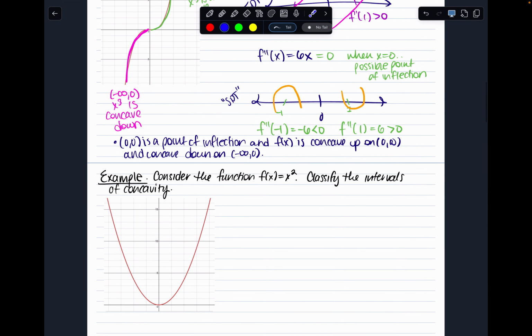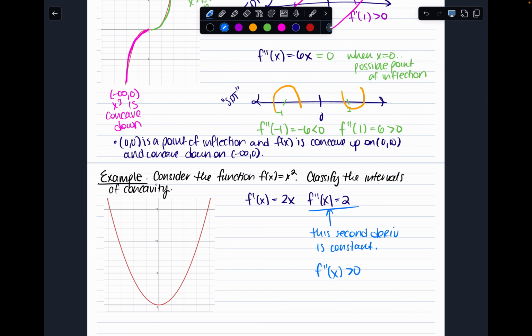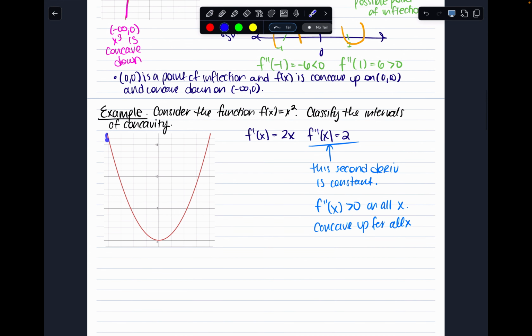So if we consider the function f of x equals x squared, and we find f prime is 2x and f double prime is 2. I picked this one because this second derivative is constant. If the second derivative is constant, then its sign is true for all x, meaning this function is concave up for all x. Right? And you can see that curviness kind of oriented upward.